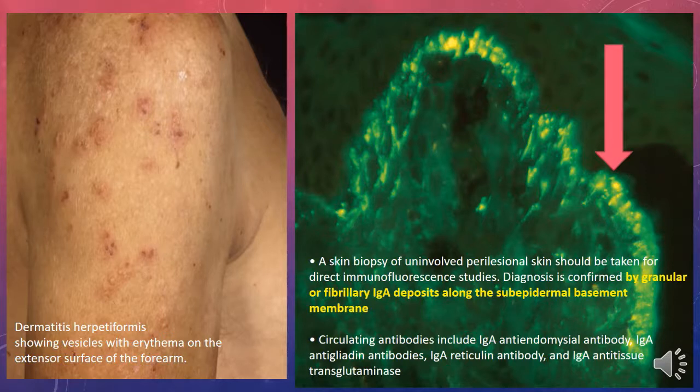So diagnosis is confirmed by granular or fibrillary IgA deposits, as mentioned in the image, where they are deposited along the subepidermal basement membrane as shown in the figure. Biopsies should be taken from the adjacent normal skin because the diagnostic IgA deposits are usually destroyed by the blistering process. And the circulating antibodies include IgA anti-endomysial antibody, IgA anti-gliadin antibodies, and IgA reticulin antibodies. If you recall this, and if you go through the GIT chapter of pathology, then you know what they are. They are normally used for the confirmation of celiac disease.